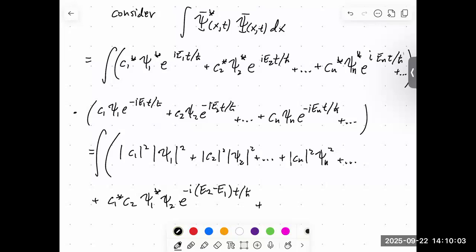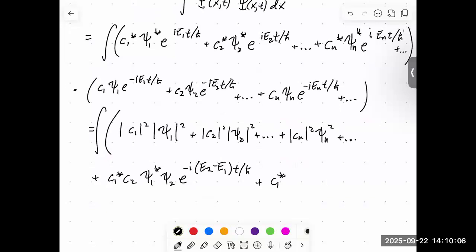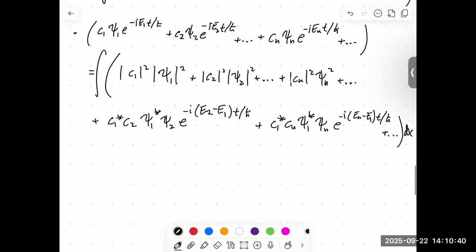I'll write one more cross term. We'll do C1 star with Cn. So it's going to be psi1 star psi n e to the minus i. It should be En minus E1 t over h bar. And, you know, there's an infinite number more cross terms. But I think we've done enough to see what's going to happen here. So what I'm going to do is I'm just going to distribute the integral. Okay, so we'll do a little more writing.